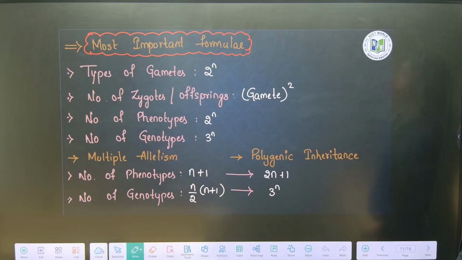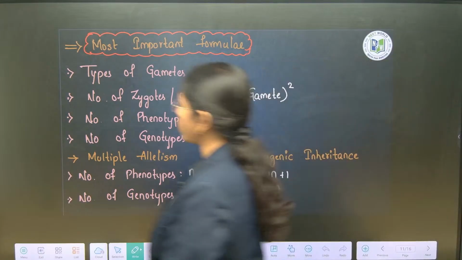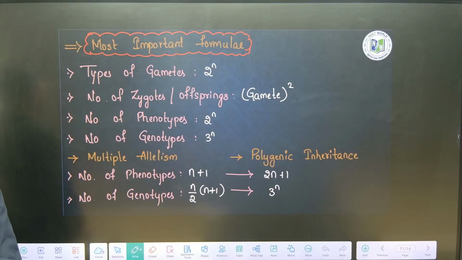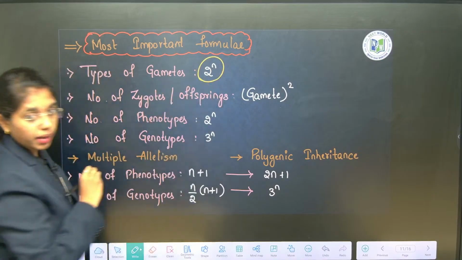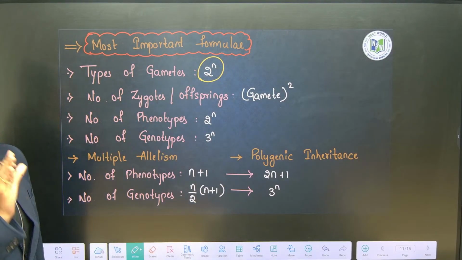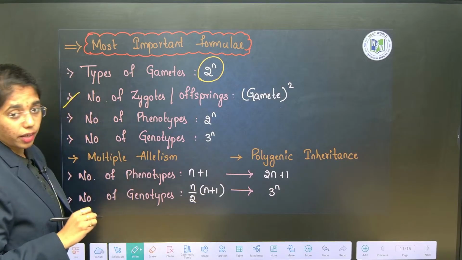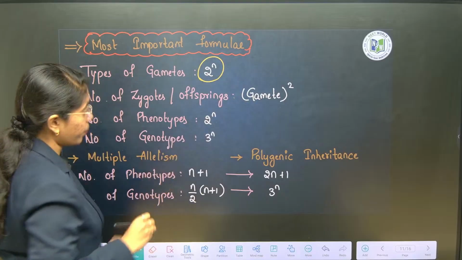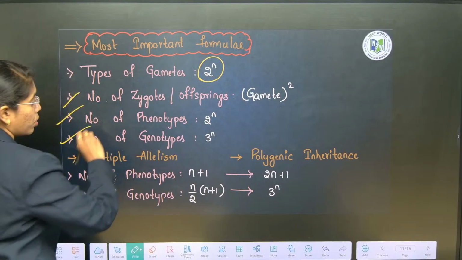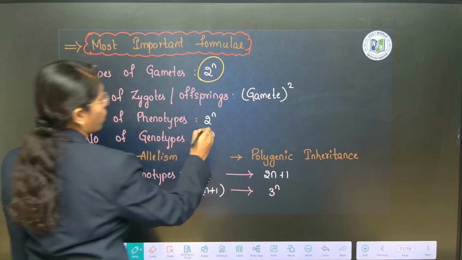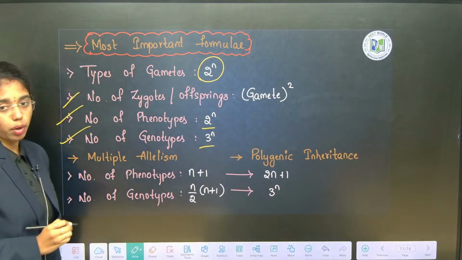Now you see, the most important formula that we are going to apply. Of course, I have told you two applications. One is to identify types of gametes, like how many types of gametes are involved in formation of zygotes. That is 2 to the power of n, where n is equal to the number of heterozygotes. Next, the number of zygotes formed will be gamete square. Number of phenotypes and genotypes: how to identify how many are formed? 2 to the power of n and 3 to the power of n are the formulae.